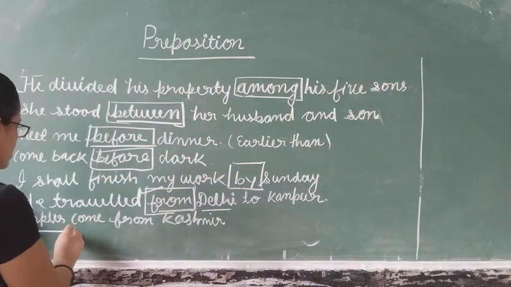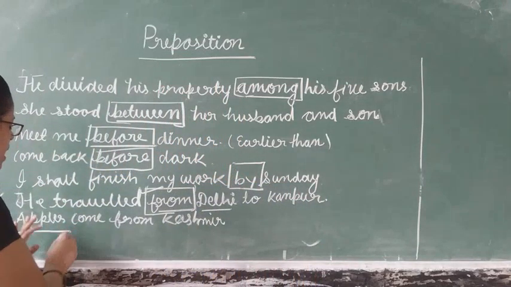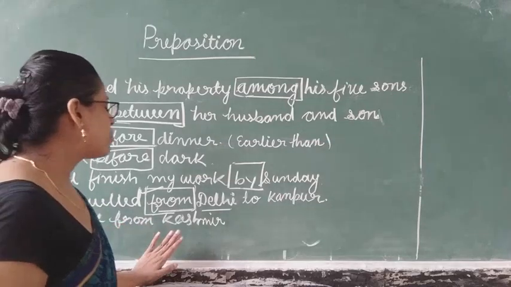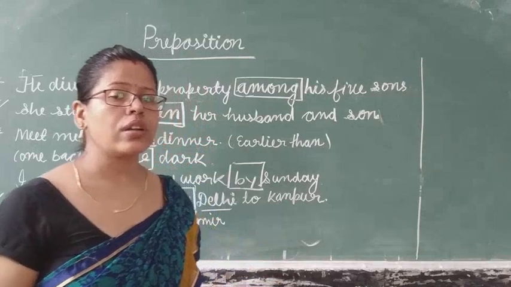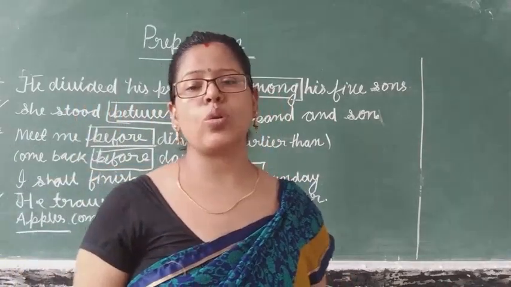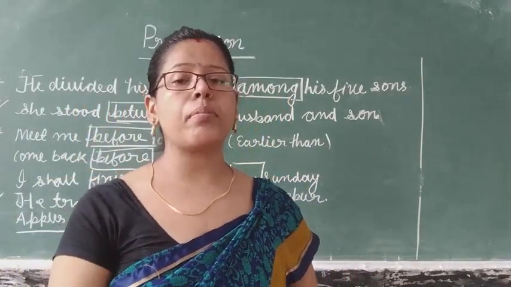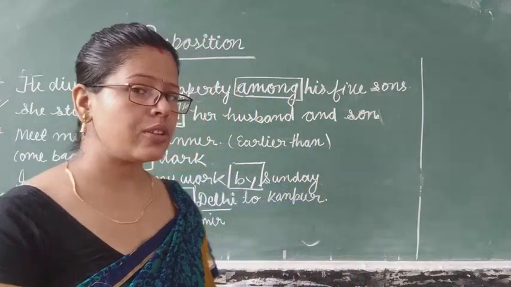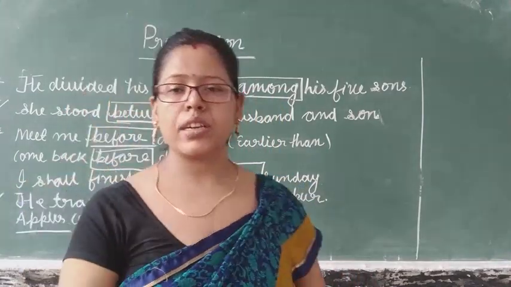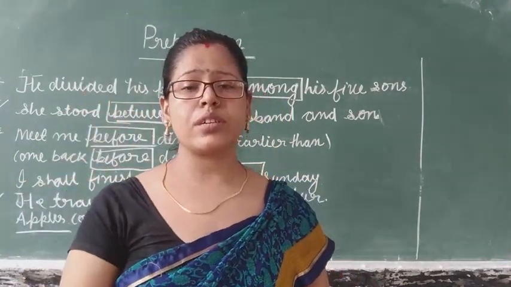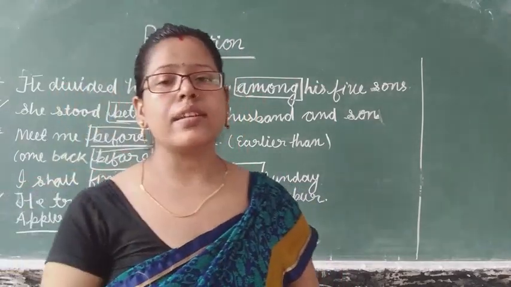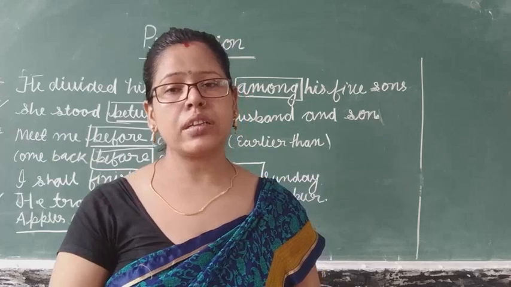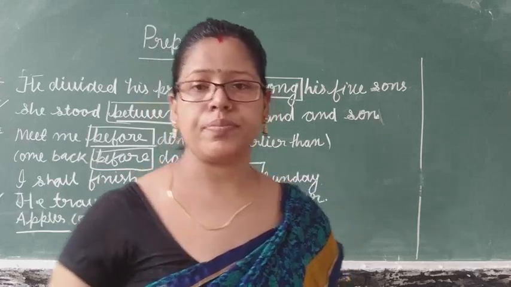Now see another example. Apples come from Kashmir. Here it is also reflecting the source of place, or the starting point of the place. कहाँ से apple आता है तो कश्मीर से. That is why we have used the preposition from. Okay, let's move ahead to another important preposition.